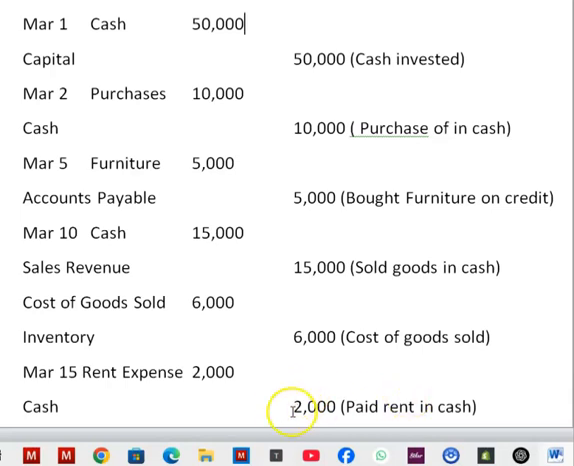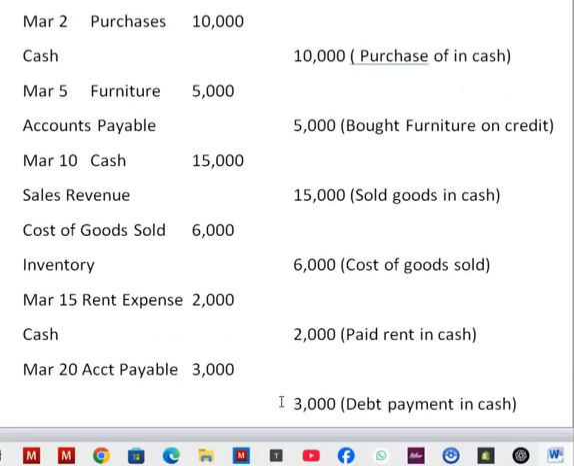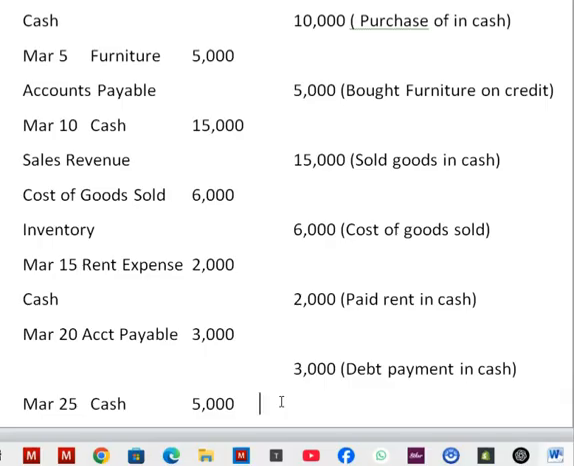Then on the 15th, there was a payment of rent in cash also, to the tune of 2,000 naira. So in this case, rent is being received and cash is given, cash is going out. So the rent account or rent expense is debited and cash is credited. The next is March 20th.